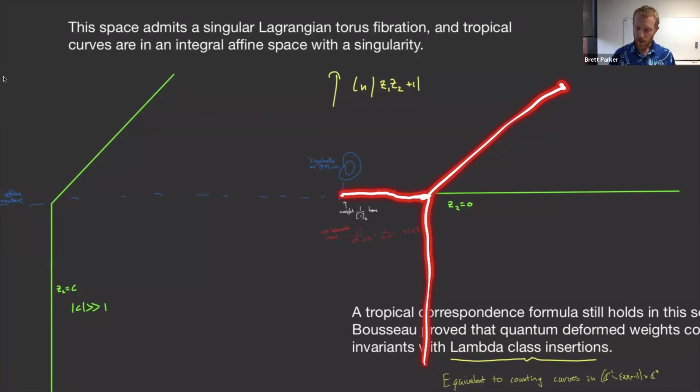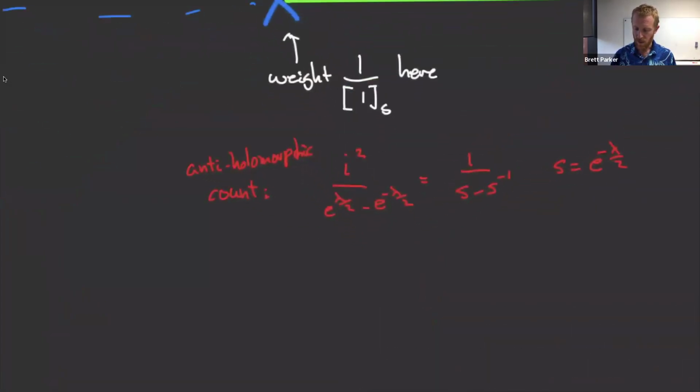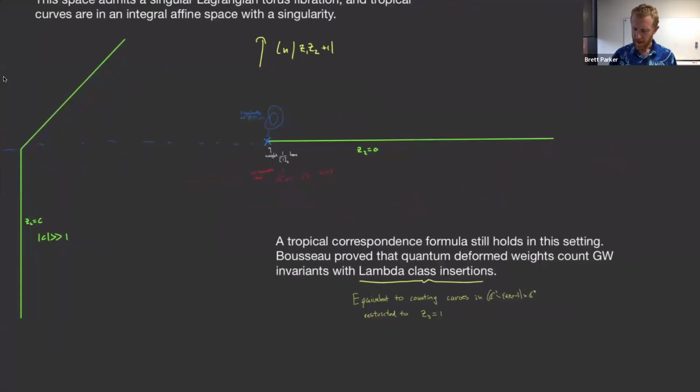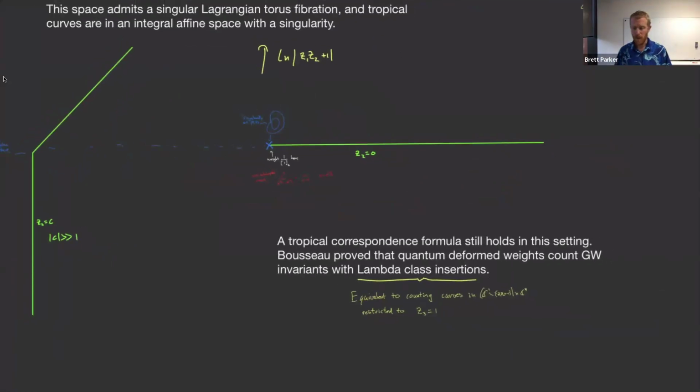Well, we know to count this one, we need a weight of 1, or maybe a quantum deformation of 1 if we're up one dimension. And to cancel that out, you need a weight of 1 over this deformation of 1 here. So a tropical correspondence formula still holds in this more general setting.